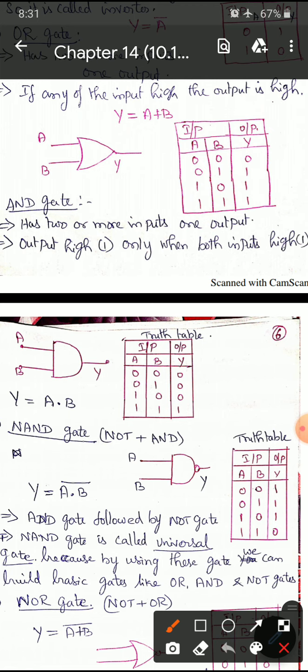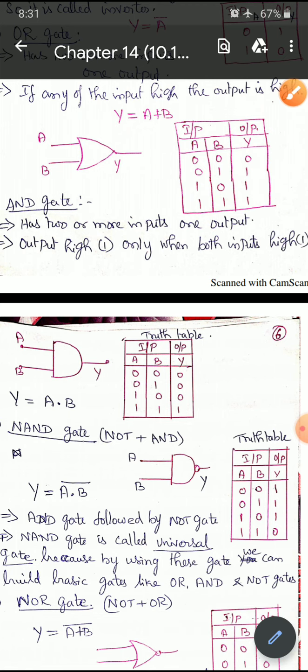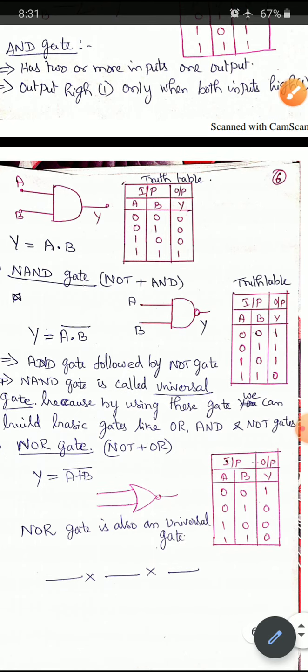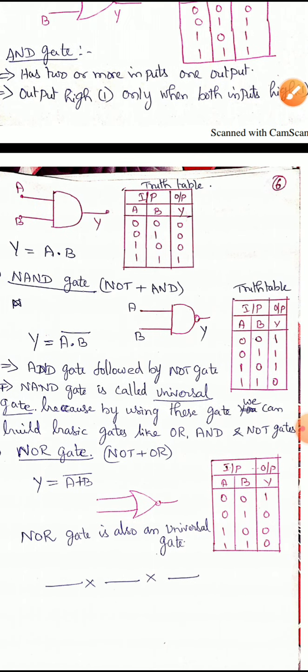Then we can go for the AND gate. So, what is meant by the AND gate? The symbol must be like a D.